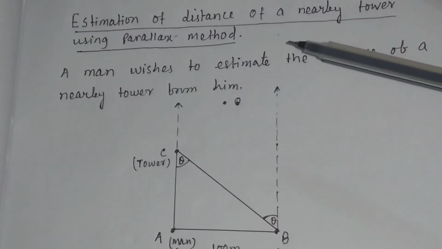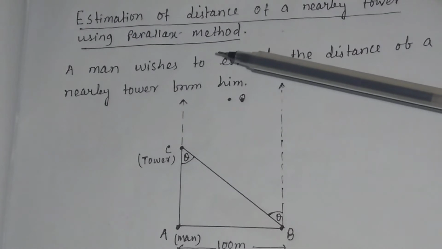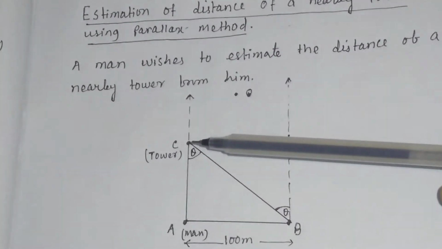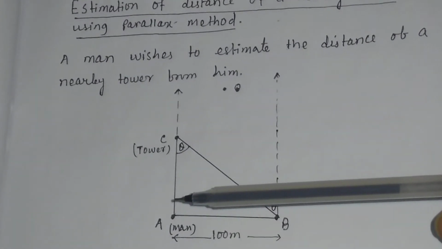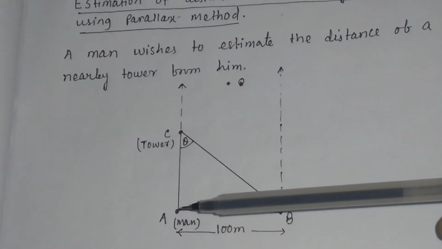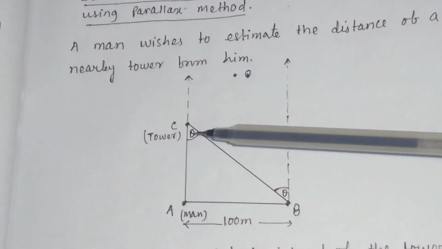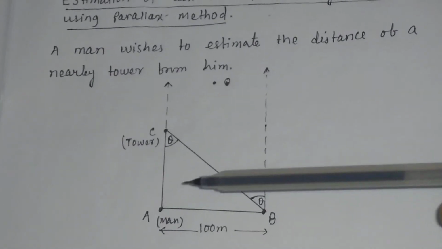Now let us discuss how to estimate the distance of a nearby tower using the parallax method. Suppose C is a nearby tower, and a man wishes to estimate the distance of the tower from him. Suppose a man is at A and he wants to estimate the distance of a nearby tower C from him. That is, what is the distance AC?